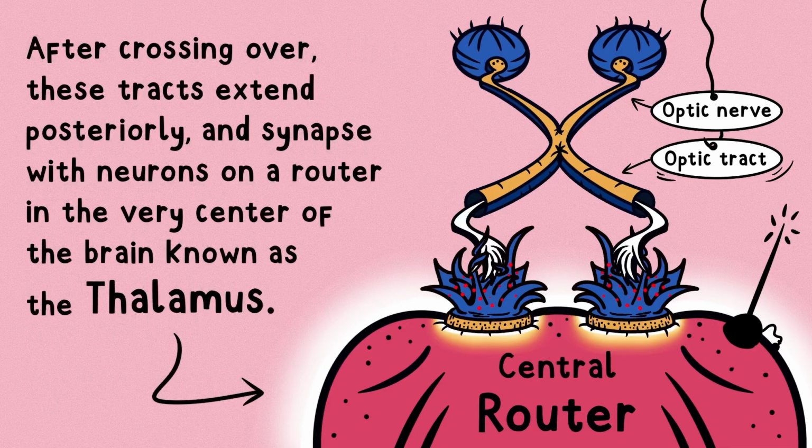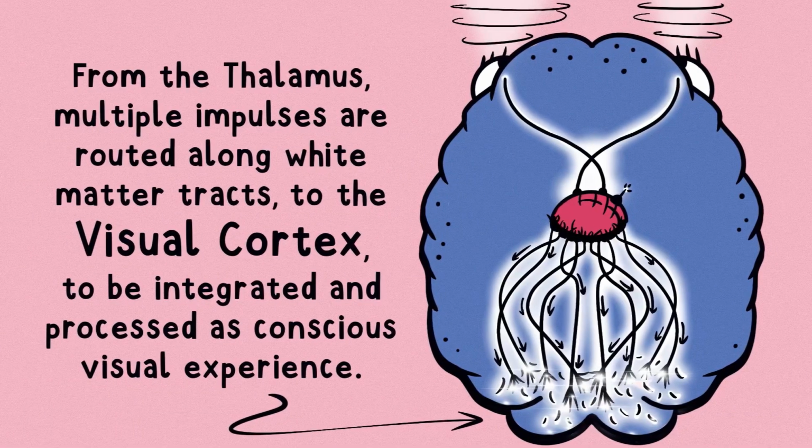After crossing over, these tracts extend in a posterior direction and synapse with neurons on a relay station in the very center of the brain known as the thalamus. From the thalamus, multiple impulses are then transmitted along white matter tracts to the visual cortex to be integrated and processed as conscious visual experience.